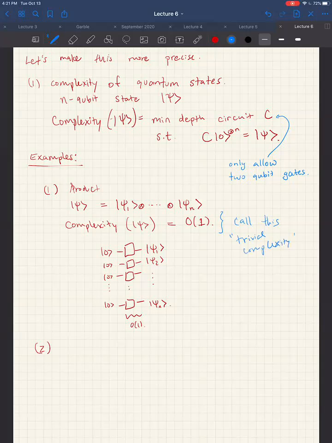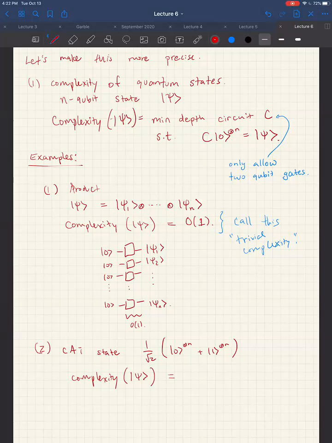Okay, so we're kind of saying that product states or unentangled states are not that interesting. What's a more interesting state? Well, let's look at what's called the cat state, also known as the GHZ state. This is just the equal superposition between all zeros and all ones. Does anyone have an idea about what's the complexity of this state? What depth circuit do you need to create this? Okay, Abhinav says n+1. That is an upper bound, but you can do better.